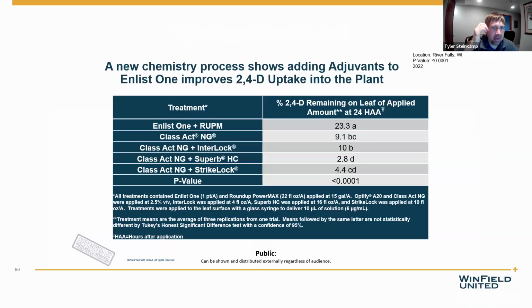We talked about this last week as well with the Enlist 1 and Roundup Power Max, looking at the remaining amount on the leaf surface. By the way, this is some of the work that Dustin did. I really think this data does a great job of showing how we get the herbicide into the leaf surface. This is looking at the percent of 2,4-D remaining on the leaf surface after it was applied. We had 23% of that Enlist 1 remaining on the leaf surface.